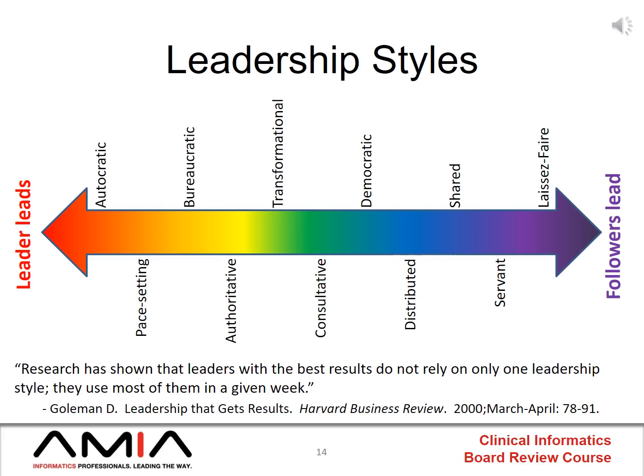On one end of the spectrum, in this case represented by the left end of the spectrum on this slide, the leader is the only person on the team who leads. At the opposite end of the spectrum, in this case on this slide, the right end of the spectrum, the leader is a passive participant in the team and the followers do all of the leading. It's important to note that there is no such thing as a good or bad leadership style.